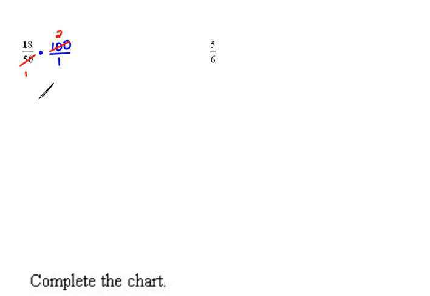So 18 times 2 would be 36. On the bottom we'd have 1 times 1, which is 1, so we don't have to worry about that. So 18 over 50 is the exact same thing as saying 36%.